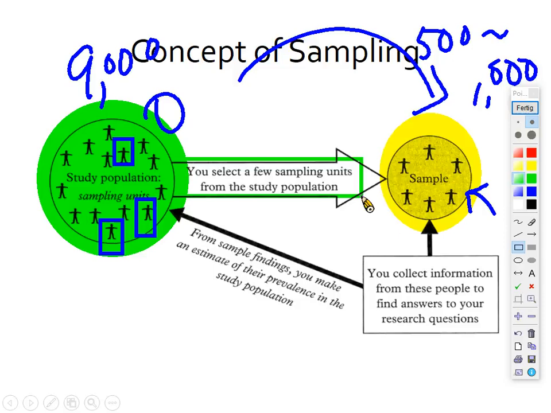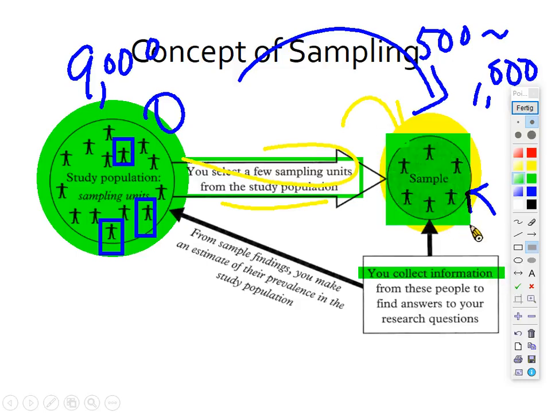But now look here. We collect data, we select a few sampling units from the study population and put them into the sample, right? So basically, look here, it's very interesting. We collect information from this only. We only collect data from here. We have no access to collect data from the population because they are not in the sample for us to collect data. Is that right?